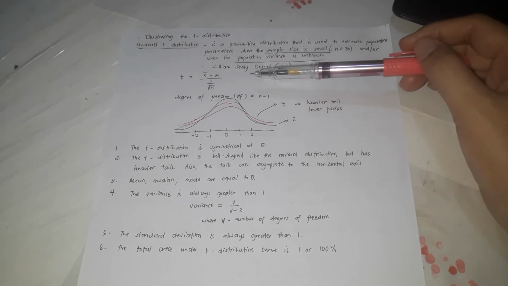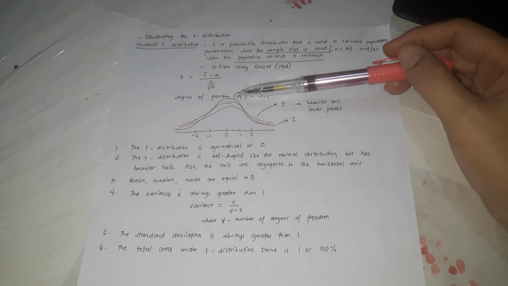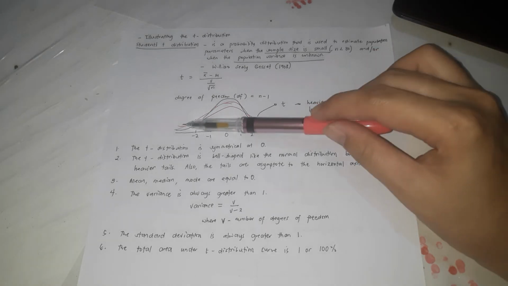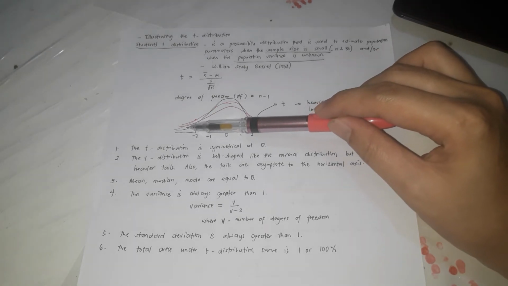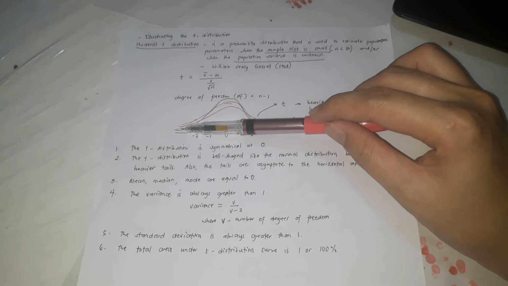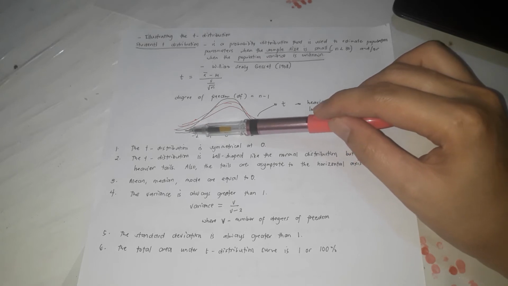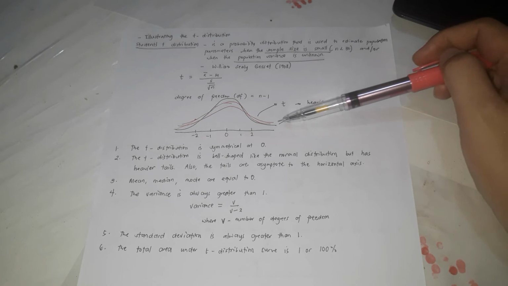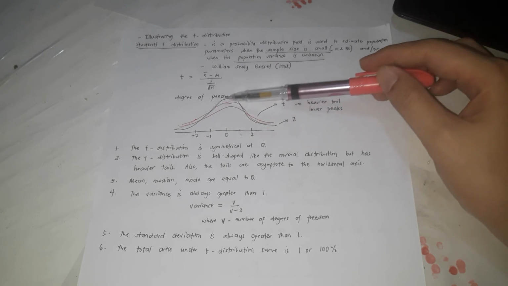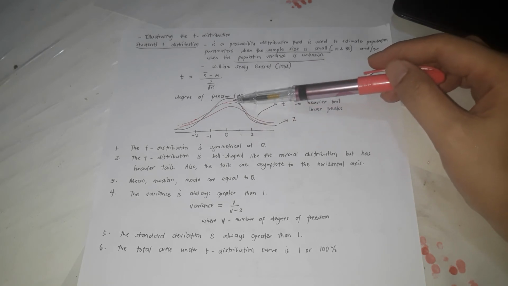So, that's for the T distribution. So, ibig sabihin yan, mas marami pa rin ang nakascore dito. So, mas marami nakascore dito kaysa sa normal distribution. Pero sa normal distribution, halos lahat ng score is nasa gitna.